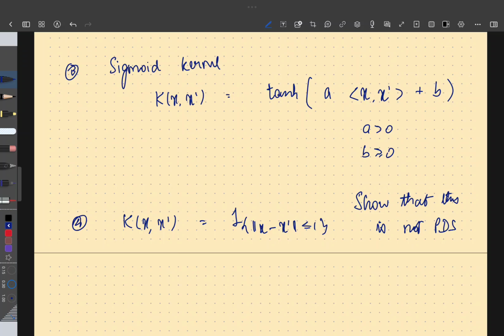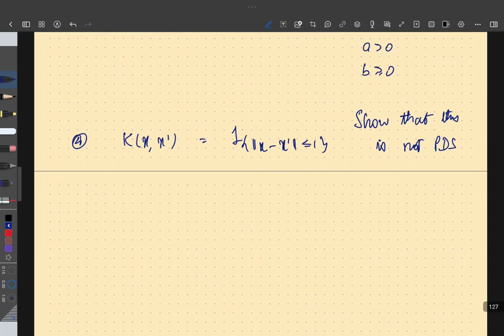When you want to show that this is not a PDS kernel, it's relatively easy because you just need to find, let's say, 2 or 3 points or 4 points or whatever, and just one example for which the Gram matrix is not positive semi-definite. In this case, I think you can pick some 2 points and show that for those 2 points, the Gram matrix is not PSD.